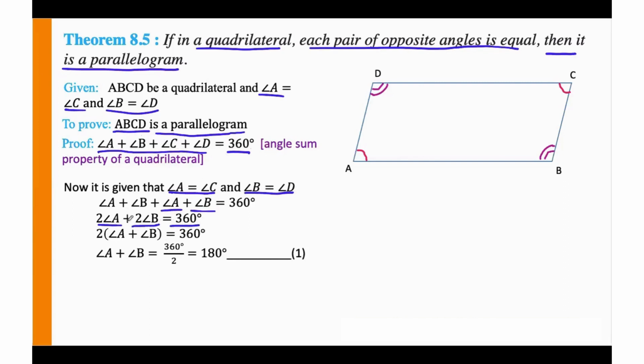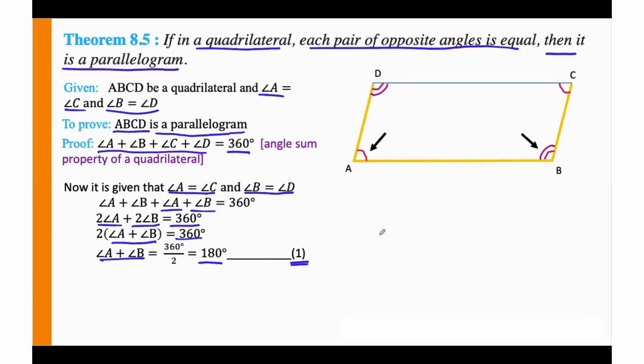2 is a common factor which can be taken out. So 2 bracket angle A plus angle B will be equal to 360 degree. And now taking 2 to the right hand side, we get angle A plus angle B equal to 360 degree upon 2, which gives us 180 degree. Let us take that as result 1.